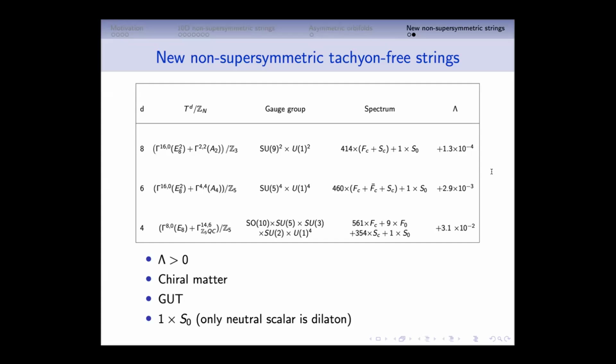Then we have chiral matter for all of these models, and we have some kind of a GUT. So for example, for the second one, we have SU(5). In 4D, we also have SU(3), SU(2), U(1) inside of a bigger gauge group. And we only have one neutral scalar, and that's the dilaton. So they are rigid in that sense because the charged scalars can't develop a running potential. Thank you.